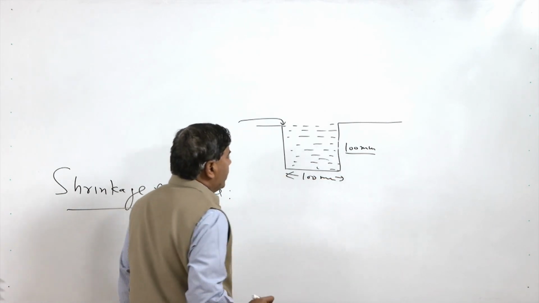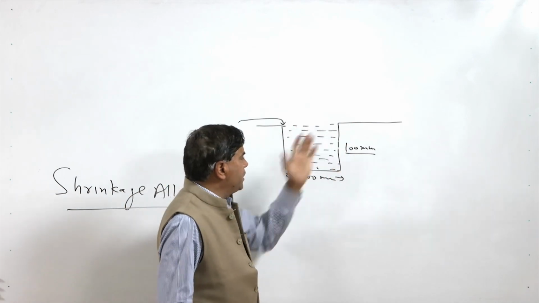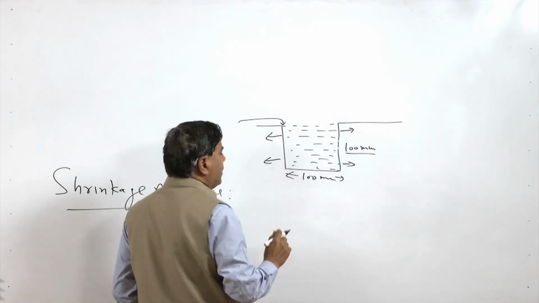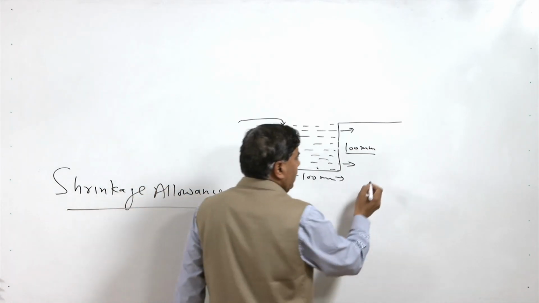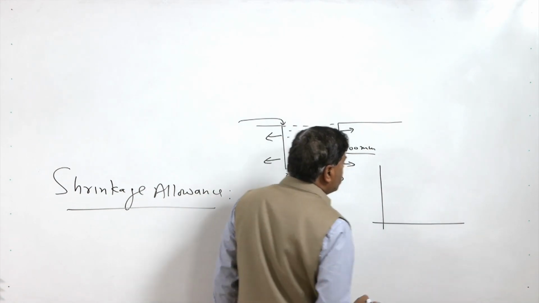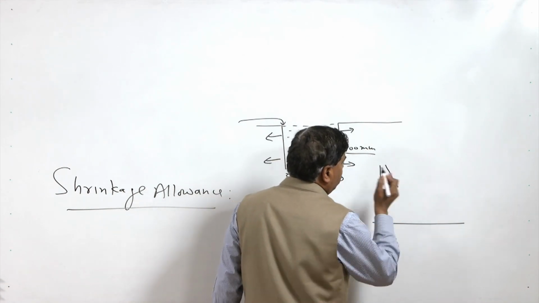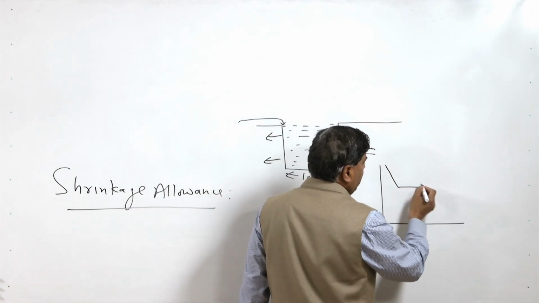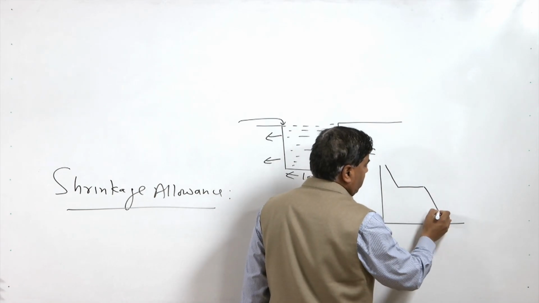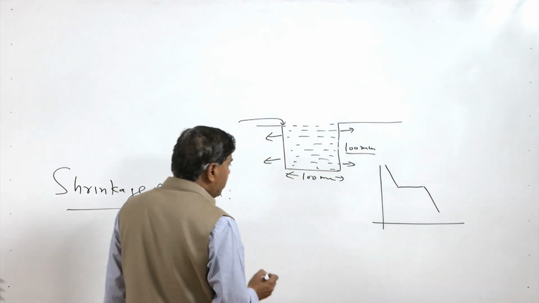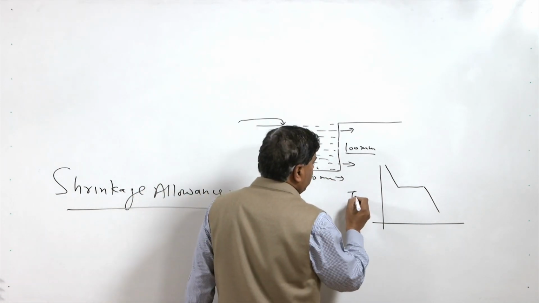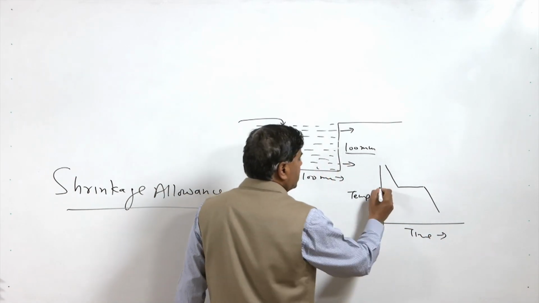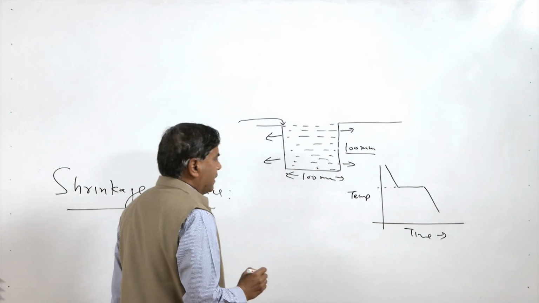Gradually there will be loss of heat from the molten metal to the mold walls, and this heat loss will lead to a reduction in temperature, causing a drop in the temperature of the molten metal. If the molten metal is pure, then solidification will occur at a constant temperature, and then again there will be a drop in temperature. This is basically the cooling curve; this is temperature, and here we have time. This is where solidification will be starting.